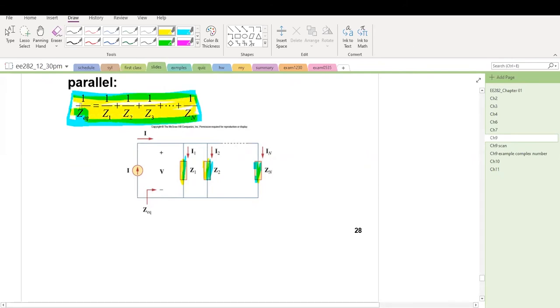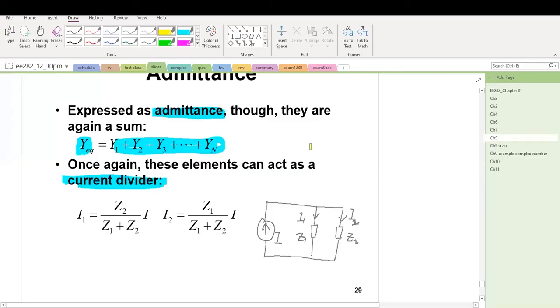And this relationship has the same format as when resistors are connected in parallel. When all the elements are connected in parallel, the equivalent admittance is the summation of the admittance of each element. If this circuit is connected in parallel, with only two elements involved, Z1 and Z2, they are in parallel.